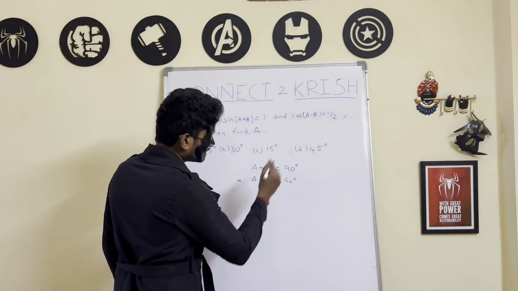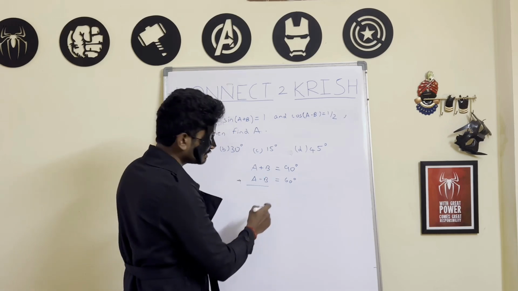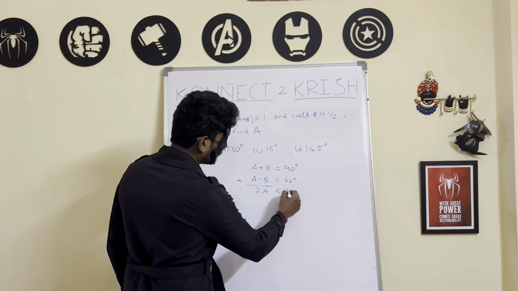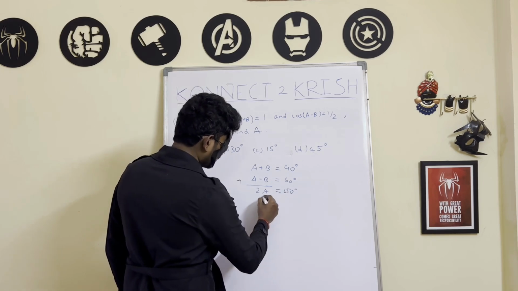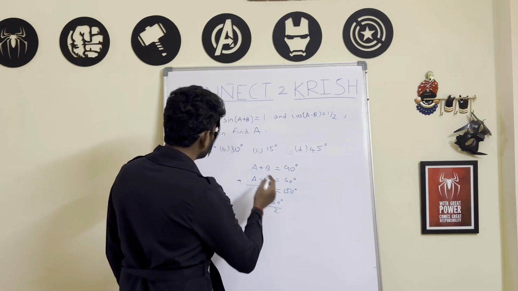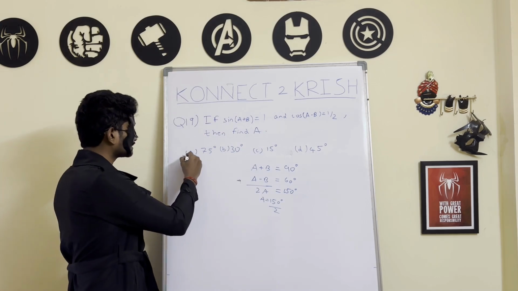So now to find the value of a, we'll add these two equations. We'll get 2a. 2a is nothing but 90 plus 60, 150. So a will be nothing but 150 by 2, which is nothing but 75 degrees. So option A is right.